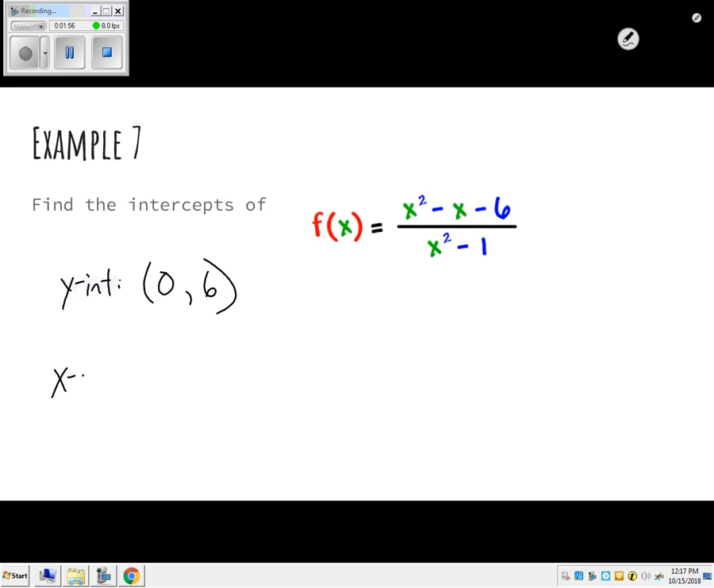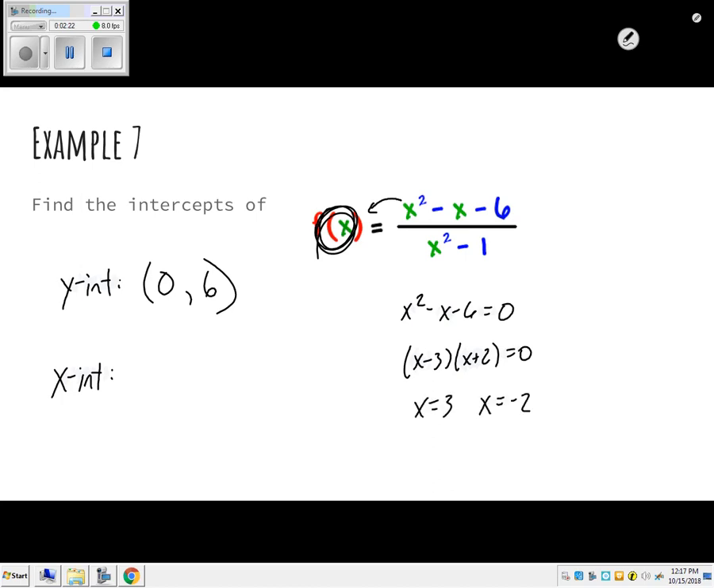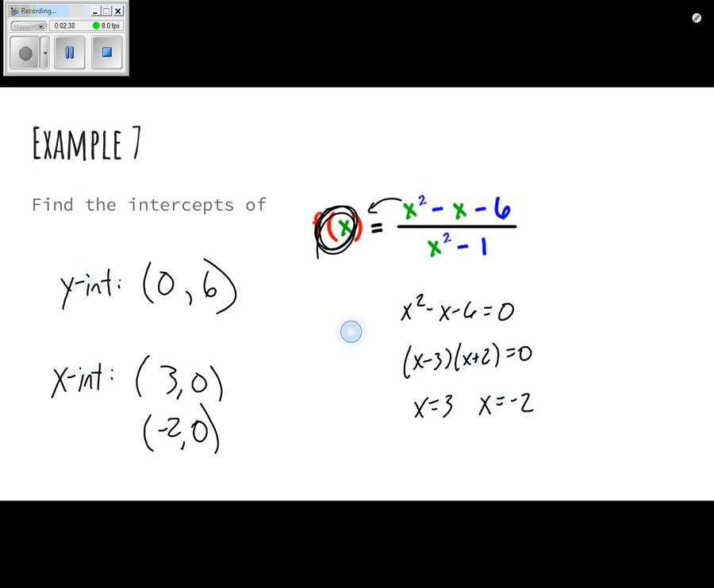Okay, for my x-intercepts. For x-intercepts, the output is going to be 0 right here. So what happens is the whole thing has to be 0. But in order to make a fraction equal to 0, you just have to set the top equal to 0. So I do a little factoring. So x minus 3 equals 0, so x equals positive 3 and -2. So there's actually 2 of them. So it'll be the points 3, 0, and -2, 0. Okay, and that would be the only 2 spots that my graph touches the x-axis.